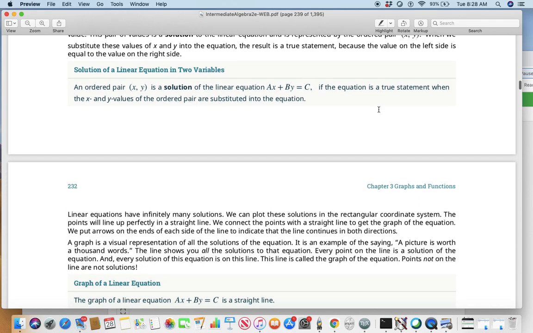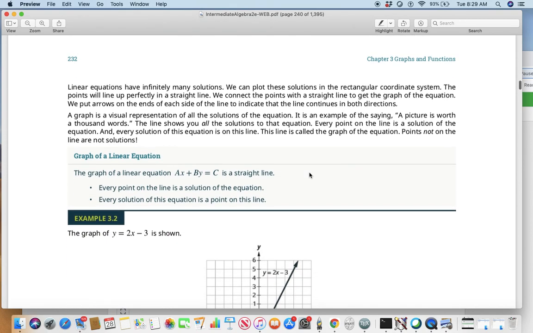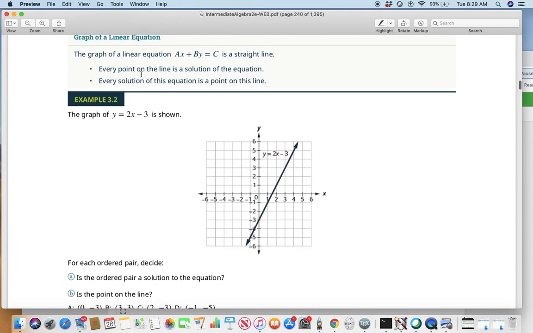Okay. What is a solution? Well, an ordered pair x, y is a solution of the linear equation ax plus by equals c if the equation is a true statement when the x and y values of the ordered pair are substituted. Okay. So, the graph of a linear equation ax plus by equals c is a straight line. Every point on the line is a solution of the equation. Every solution of the equation is a point on the line.